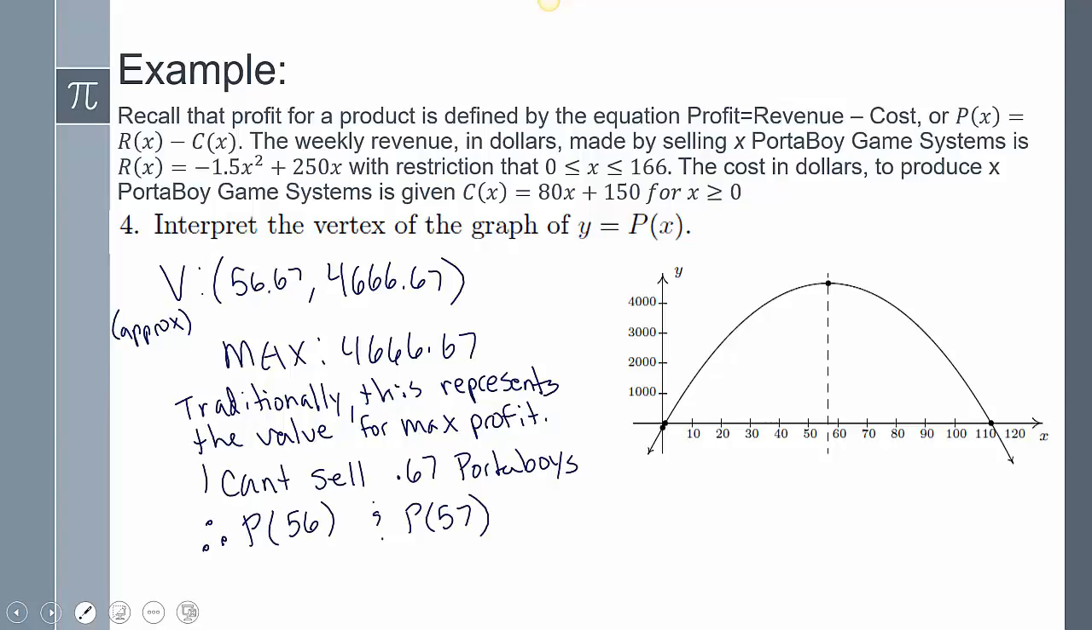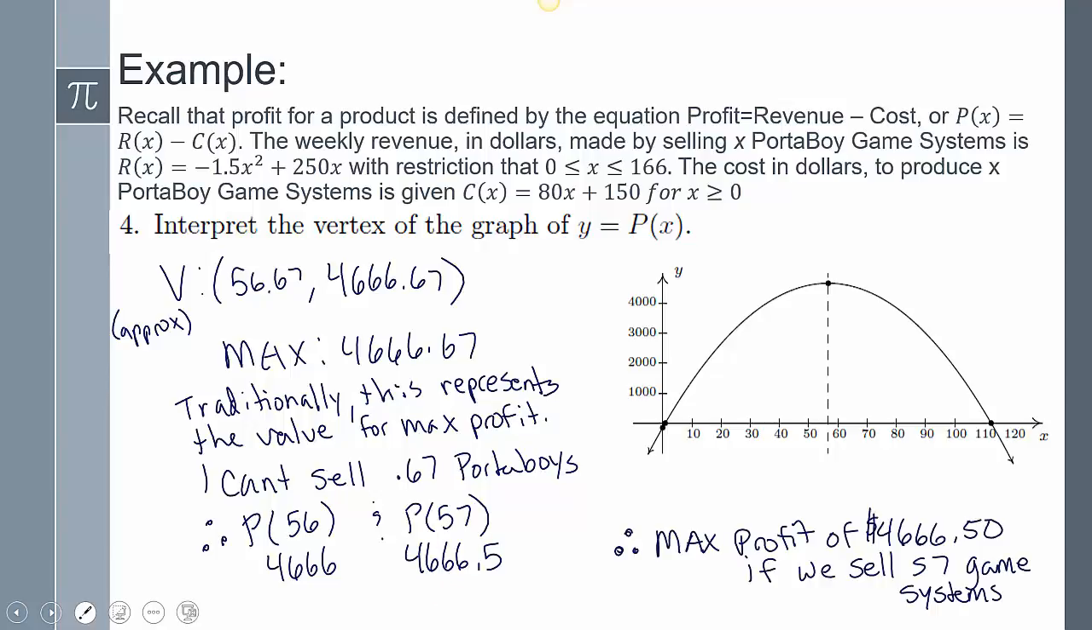So I have to say, well, if I can't sell 56.67, let's see what it looks like if I sell 56, or if I round up, let's see what it looks like if I sell 57. So entering both of those into my calculator, I get 4,666.5. And so this is going to be what my max is going to be for this instance. So my max profit is going to be $4,666.50.